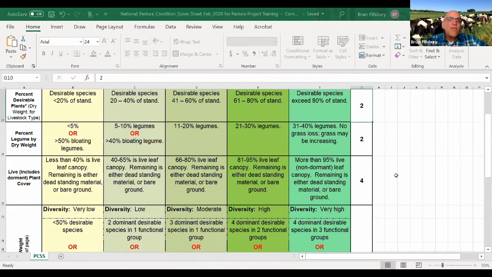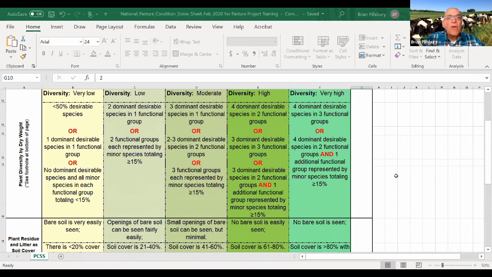The next thing is plant diversity, and that's pretty important to have a diversity of desirable species. So first of all, if you don't have at least 50% of desirable species in your pasture, you would give this a 1, even though maybe you have a whole diversity of undesirables. Give it a low diversity anyway, just because you need to get desirables in there.